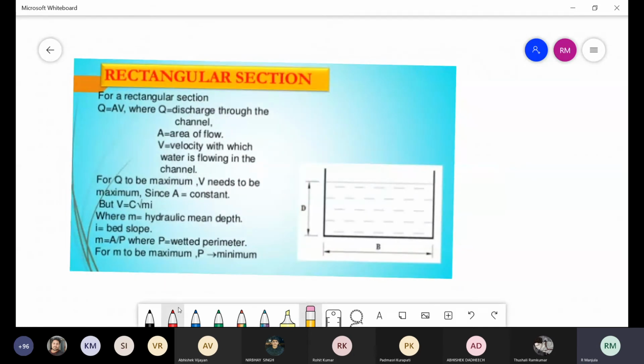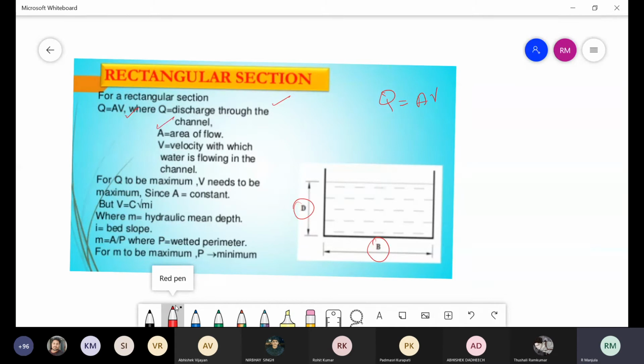So let us consider a rectangular section with B as the width and D as the depth. According to the continuity equation, Q is equal to AV: discharge is equal to area into velocity.